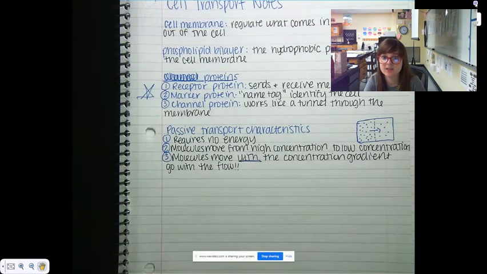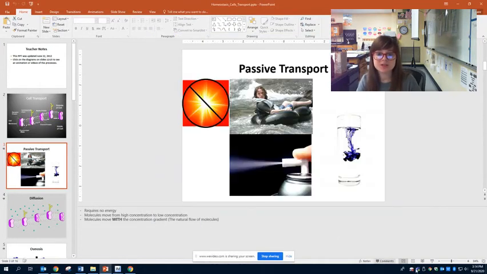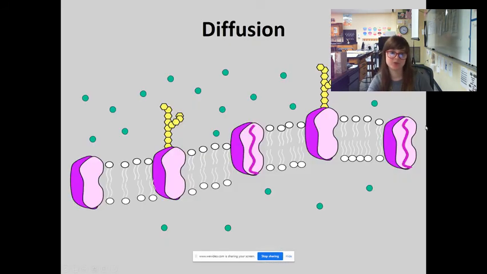Okay, so the last thing that we are going to discuss is the three types of passive transport. So let's start out with diffusion. Now, if you're taking notes, really all you want to get is just a basic definition of these terms.